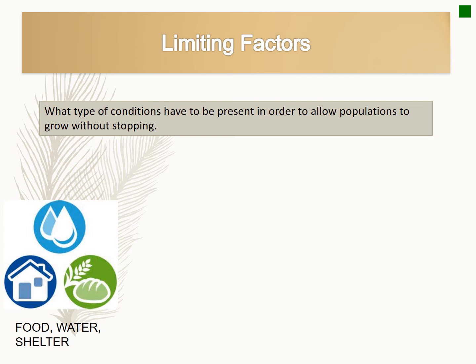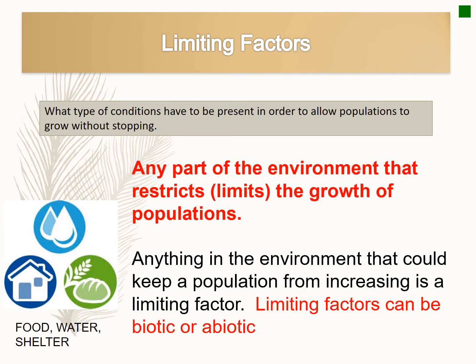Now, these 3 things that we see in the bottom left corner of our screen are what we call limiting factors. Now, what is a limiting factor? A limiting factor is going to be any part of the environment that restricts or limits the growth of populations. So for example, food. My population is just getting bigger and bigger and bigger. At some point, I'm going to start to run out of food.